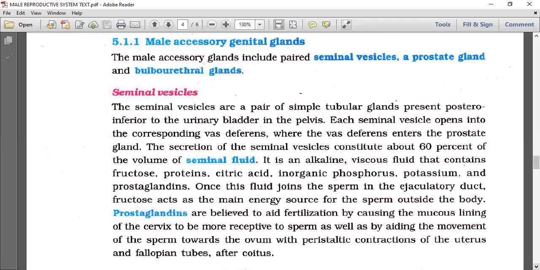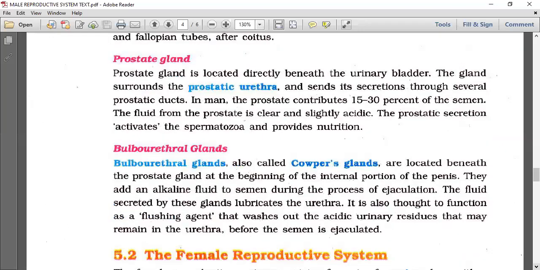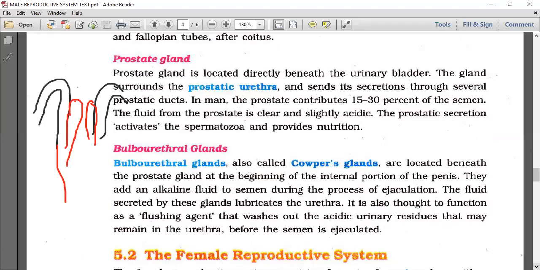Okay, then next, the second one, we'll go with the prostate gland. Here we are seeing the vas deferens of both sides coming, and along with that, the seminal vesicles are also going to join with them. The duct of the seminal vesicle and the vas deferens form what we call the ejaculatory duct, into which our prostate gland opens. So now we have to talk about the prostate gland.